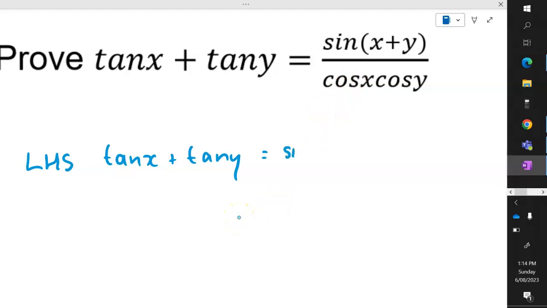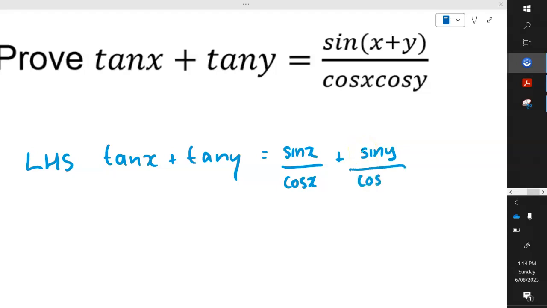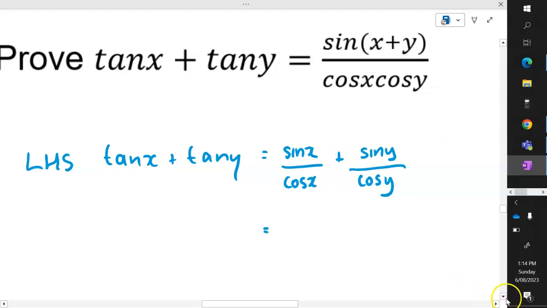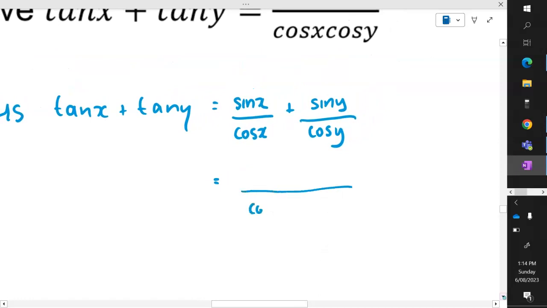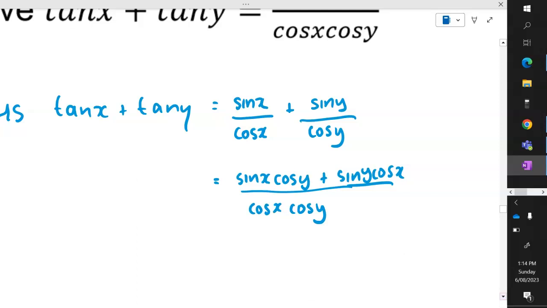So tan x becomes sine x on cos x, and tan y becomes sine y on cos y. Okay, so we need to get both of these over the same denominator. So it's just a nice simple algebraic fraction. So we're going to have on the bottom cos x cos y, and on the top we're going to have sine x cos y plus sine y cos x.